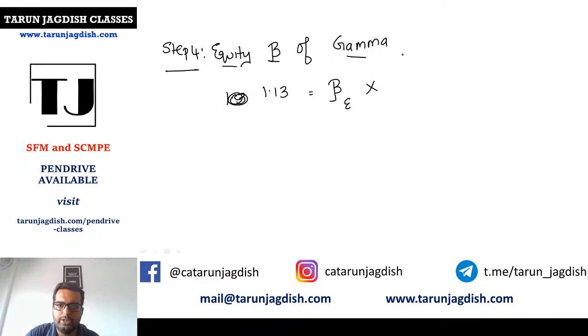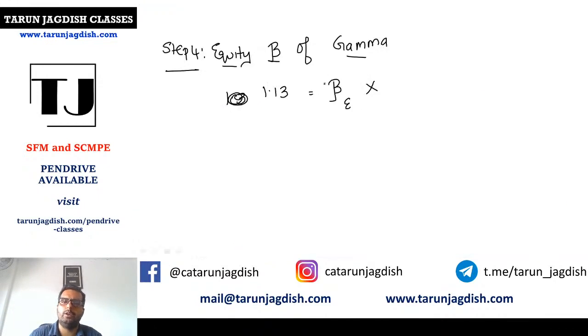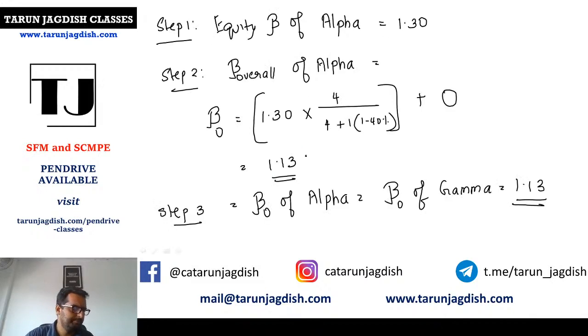into what is the debt equity ratio of gamma? Let's check now. That is 2:3. 2 debt, 3 equity. So it will be 3 divided by 3 plus 2 into 60%. 1 minus tax rate. That's 3, 4.2. So it will be 1.13 into 4.2 divided by 3. We will get the answer as 1.582. This is the beta equity of gamma. Alright friends, can you please write down till here in your books now?